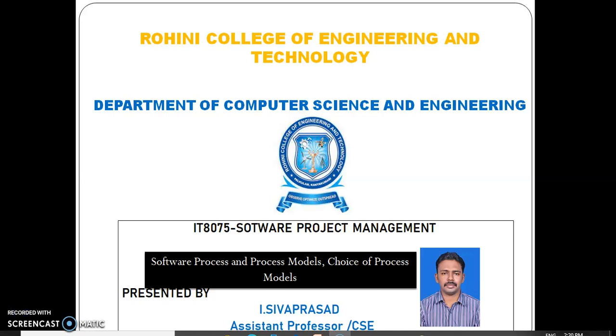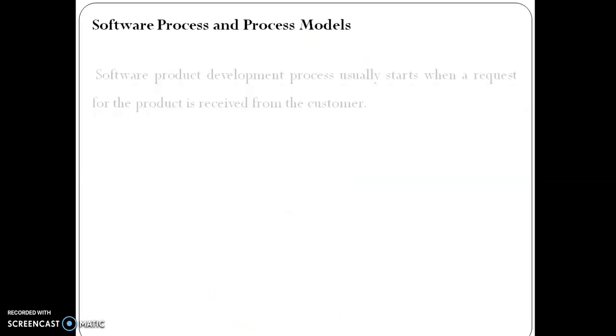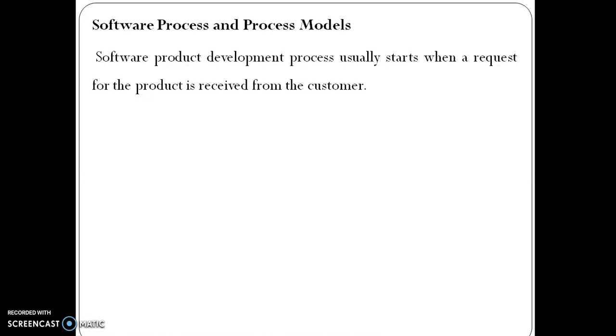in software project management. The topic is software process and process models, and then choice of process models. Software process and process models. Software product development process usually starts when a request for the product is received from the customer.